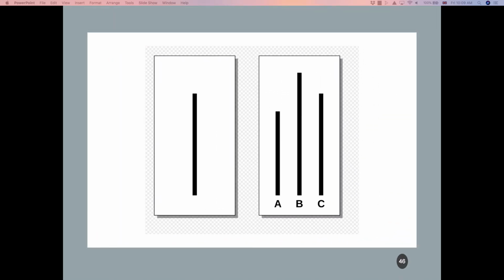Now, if I showed you these two pictures, does the line on the left-hand side match A, B, or C? Of course it does. It matches C, doesn't it? It's not difficult. It's not a trick question.